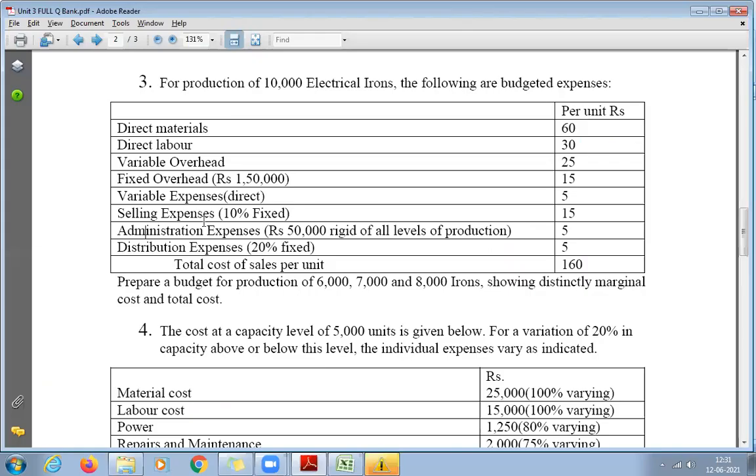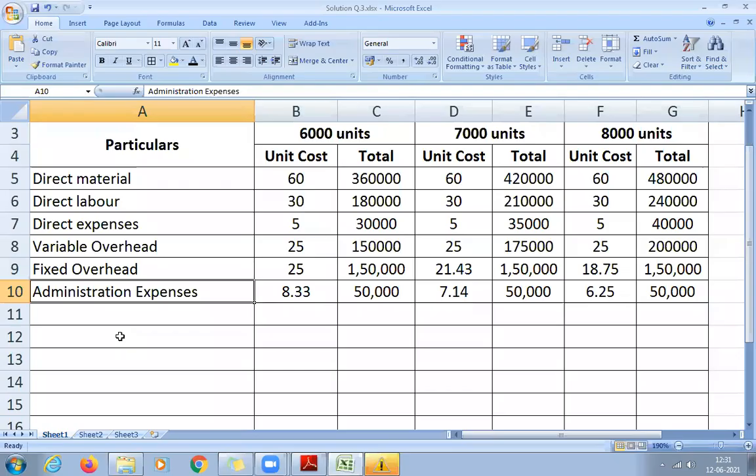Next, selling expenses is telling what? Whether it's a fixed cost, a variable cost, or semi-variable. Semi-variable. Yeah. Why is it semi-variable? 10% is fixed. Then remaining is what? Variable cost. Yeah, remaining 90% is variable cost. In this situation, you have to calculate separately. You have to calculate separately variable cost and fixed cost.